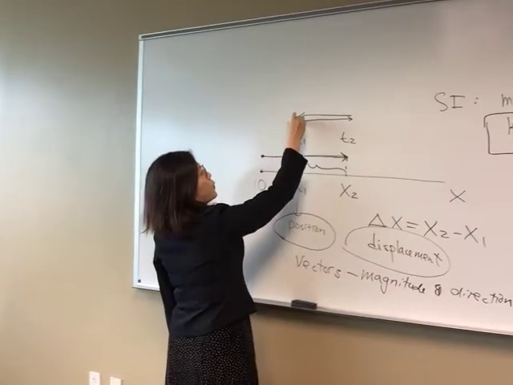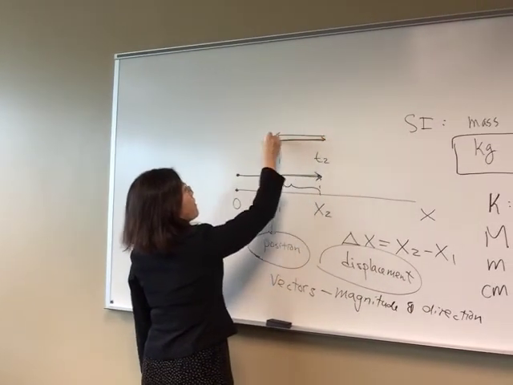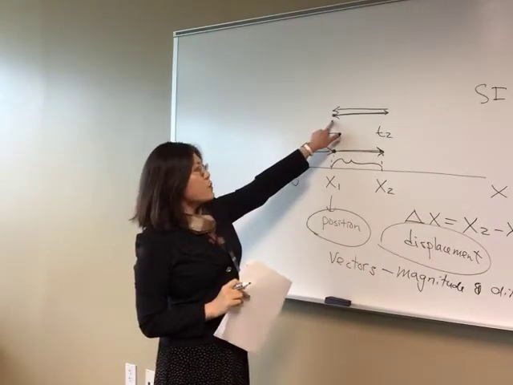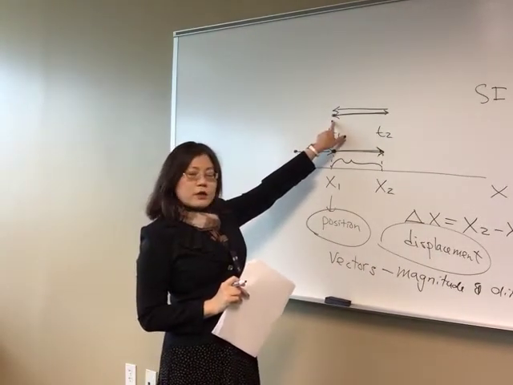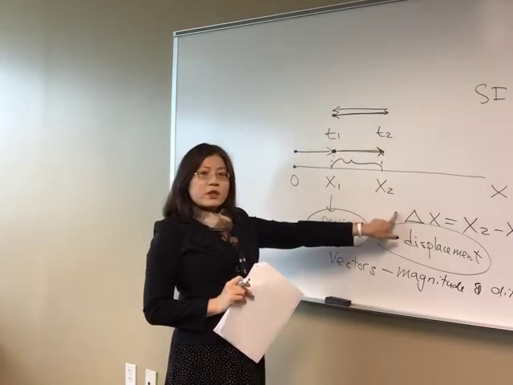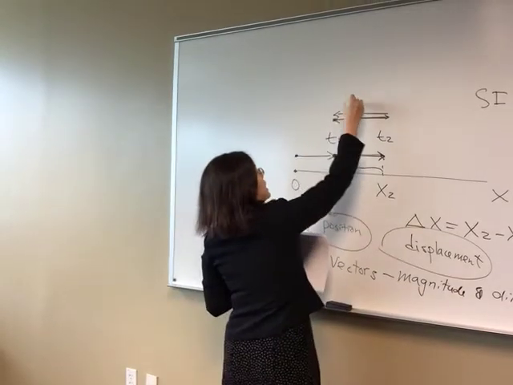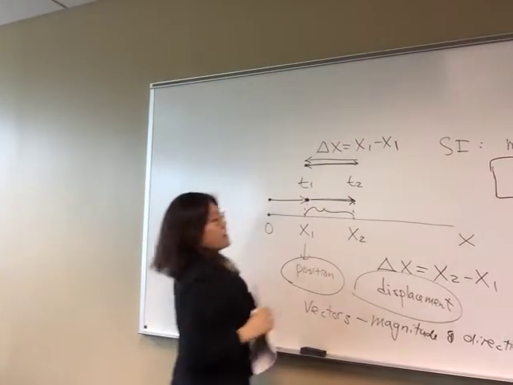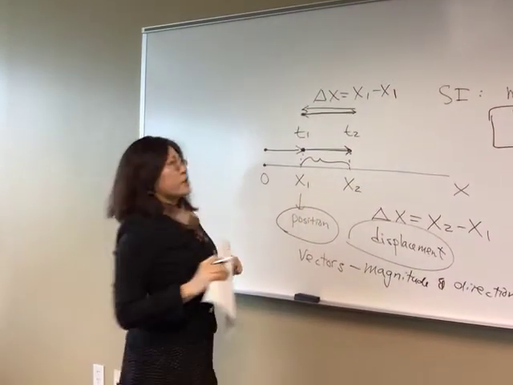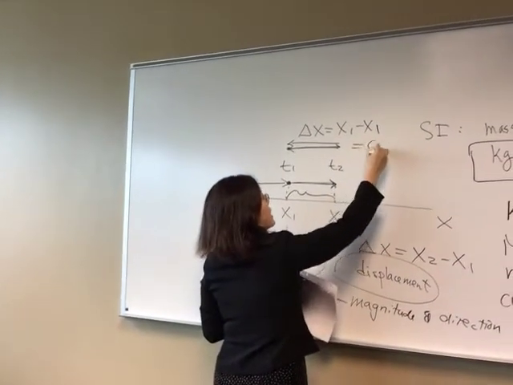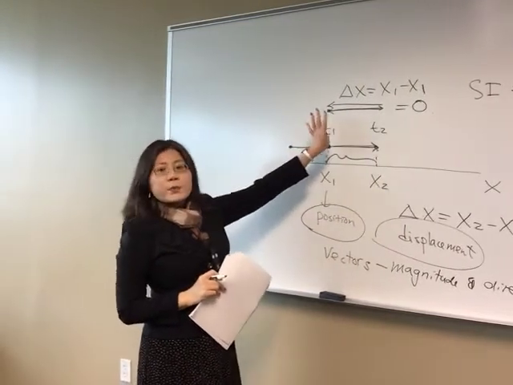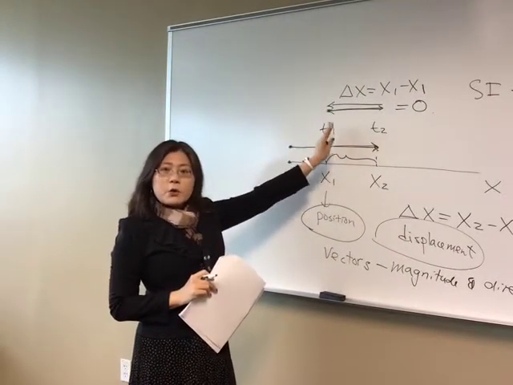So you start from this point, go here, and then turn back. And as you can see, the displacement is the final position minus the initial position. So if you use the definition, the displacement would just be x1 minus x1 because it goes back to its original place. So in that case, the displacement is actually 0. Now we can see that this displacement being 0 does not mean that the total distance is 0.